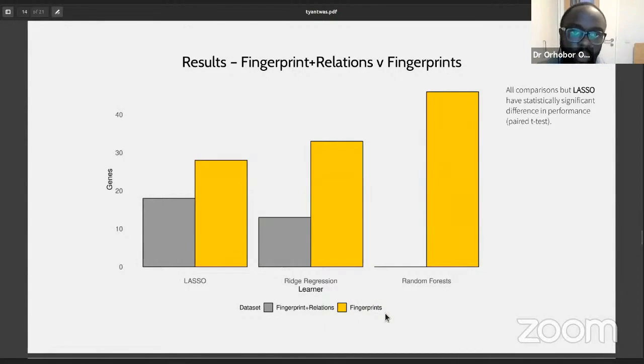And then we compared the fingerprints and relations against just the fingerprints. And again, here we found that for all 3 of these learners, the fingerprints outperformed simply concatenating the fingerprint and the relational data sets for all 3 learners.